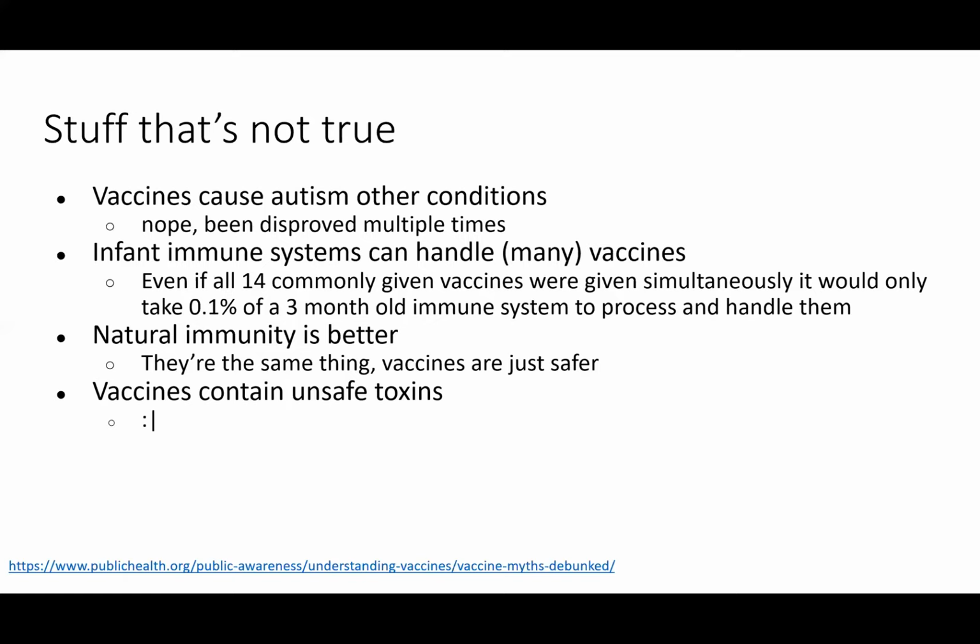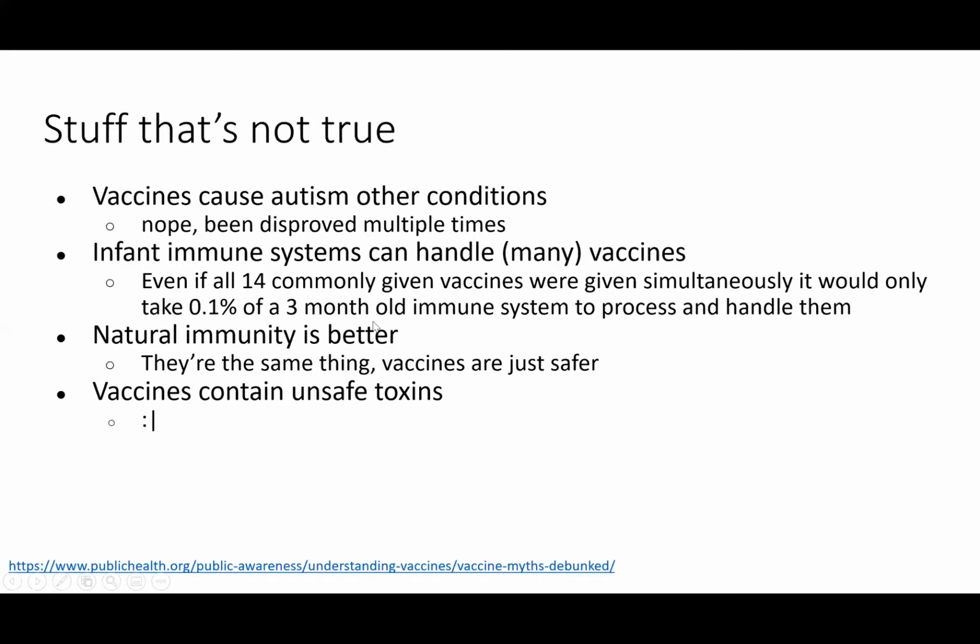Even if an infant got all 14 commonly given vaccines simultaneously, it would only take about 0.1% of a 3-month-old immune system to process and handle all of them and produce immunity. And so this is just simply not true. You could give an infant as many vaccines as you want, and your immune system is so amazing that it can handle all of them at the same time.